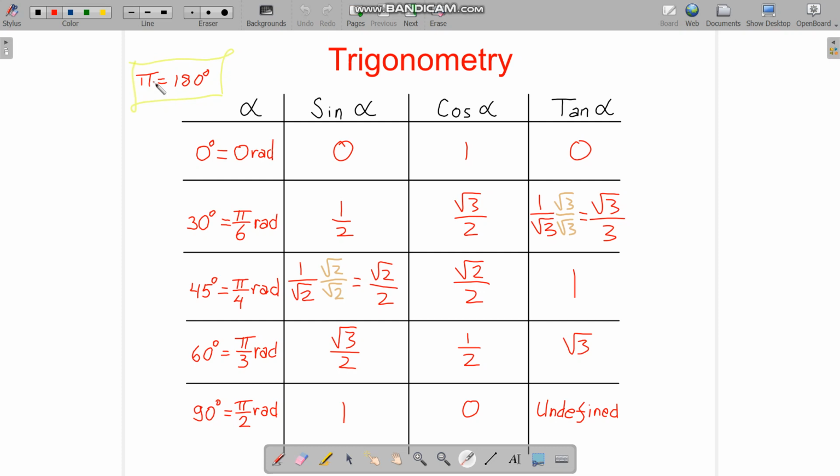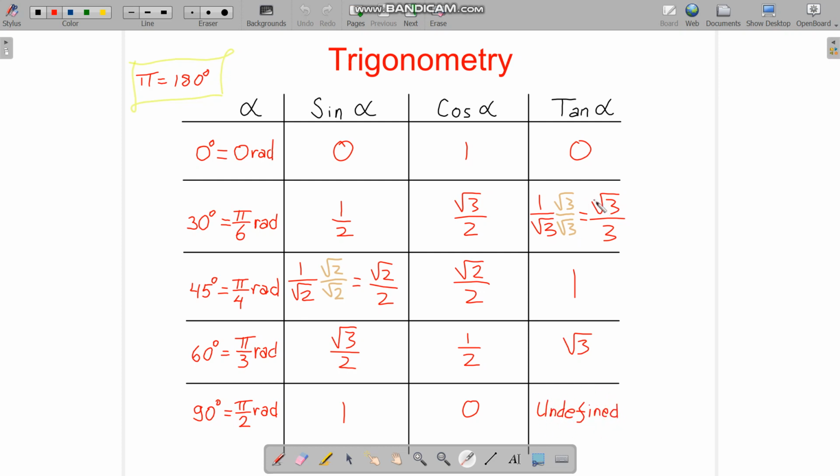If you use your calculator, sine 0 degrees is 0, cos 0 degrees is 1, tangent 0 is 0, and so on. So you can just use your calculator to get all these values. Note that tangent 90 degrees is undefined. You will get an error in your calculator.